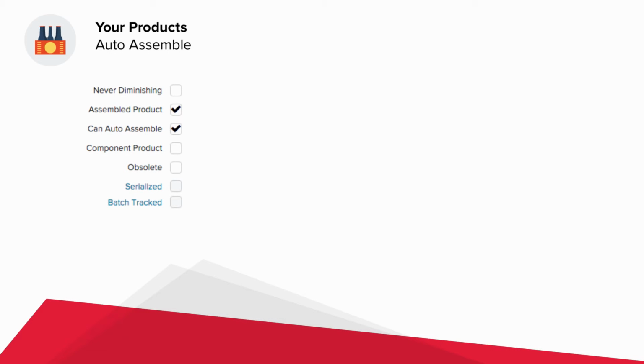Now some assembled products can be set to auto-assemble. What this basically means is during the sales process, an assembly is created behind the scenes and it is perfect for kit setting. There is a rule here: you cannot have an auto-assembled product that is serialized or batch tracked, simply because you need to pop in the new serial number or batch number of the finished product.